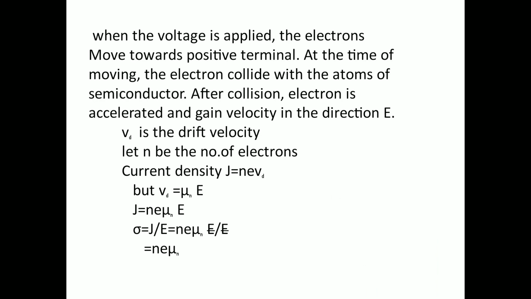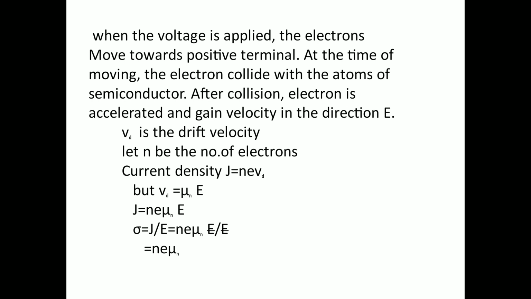When voltage is applied to the semiconductor, the electrons move towards the positive terminal. While moving, the electrons collide with the atoms of the semiconductor. After collision, the electrons are accelerated and gain some velocity in the direction of the electric field. That velocity is called drift velocity.